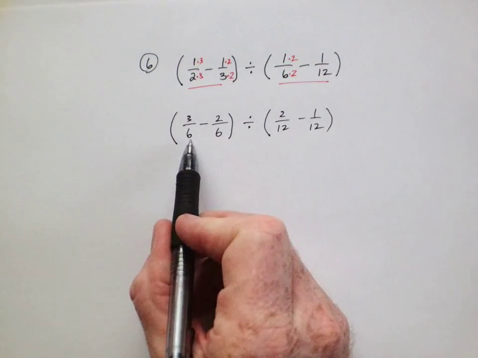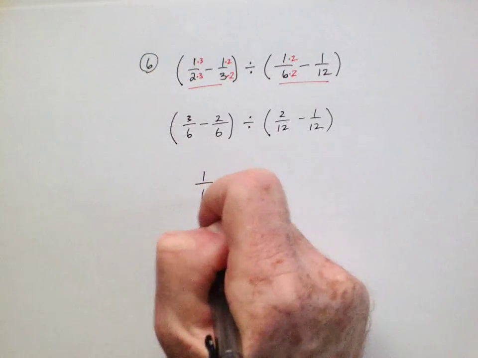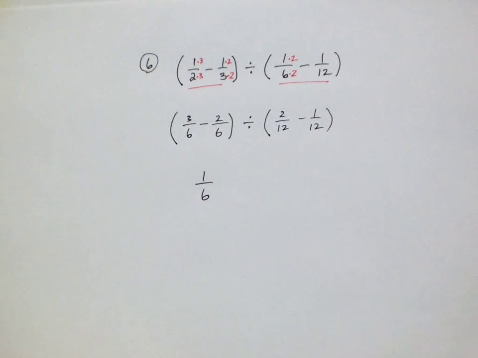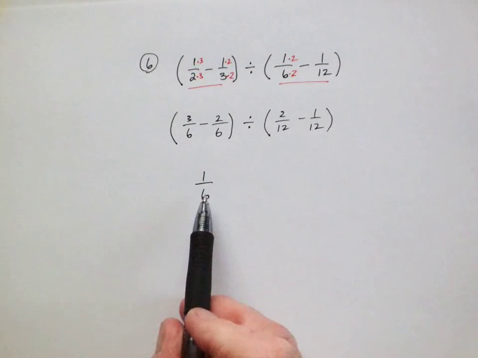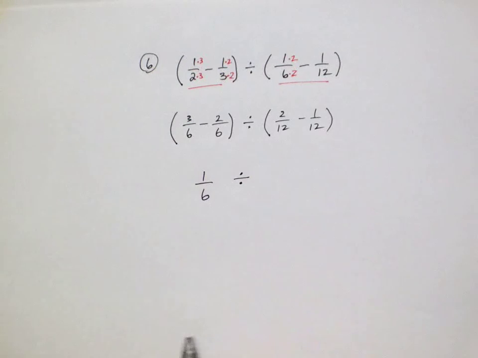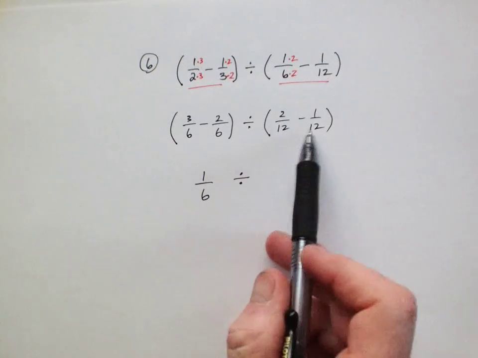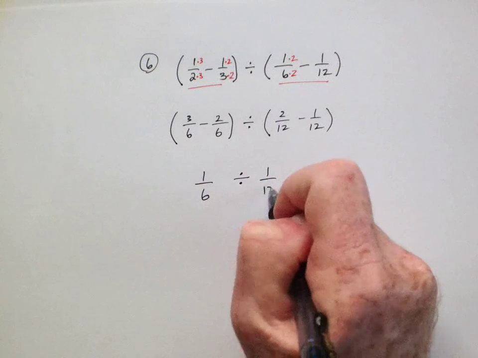So for this one, it's going to be 3/6 minus 2/6. That's going to be 1/6. At that point, I don't need the parentheses anymore because I've narrowed this down to be just one number. If you put the parentheses, it wouldn't be wrong. You just don't need them. It's still going to say divided. And then over here, 2/12 minus 1/12 is going to be 1/12.